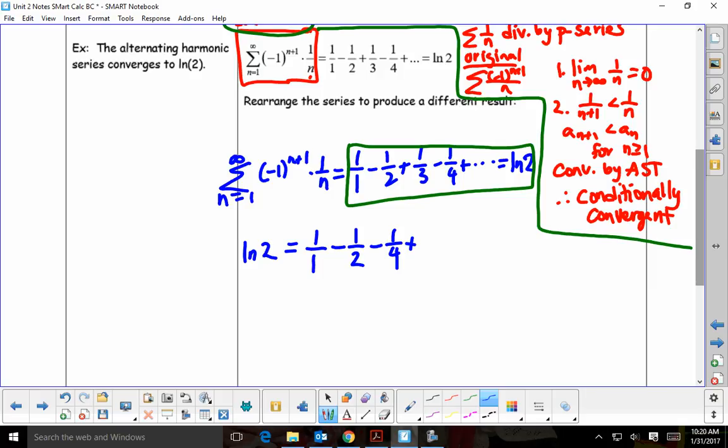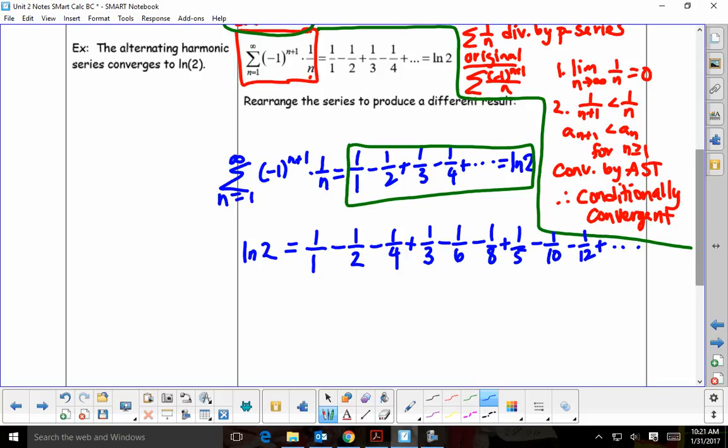Let's do the next odd, 1/3, and then give me the next even. Minus 1/6, minus 1/8. What's the next odd? 1/5th, and then the next two evens. And then the next even is? And it continues. Do you agree that that's exactly the same thing?